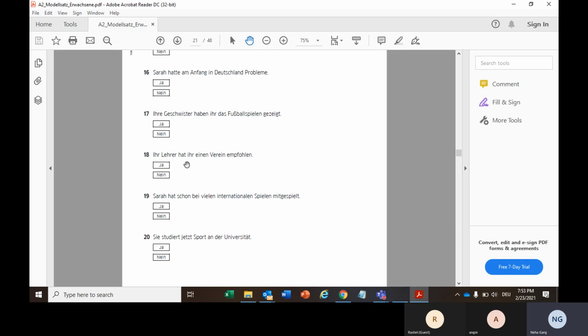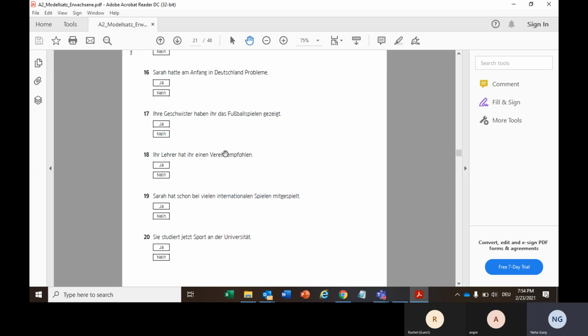18. Ja oder nein? Ihr Lehrer hat ihr einen Verein empfohlen. That is nein. So here I am telling you why. What is the question asking you basically, that her teacher suggested her, empfehlen, to suggest, empfohlen, third form, perfect tense. So the teacher suggested her for a club.